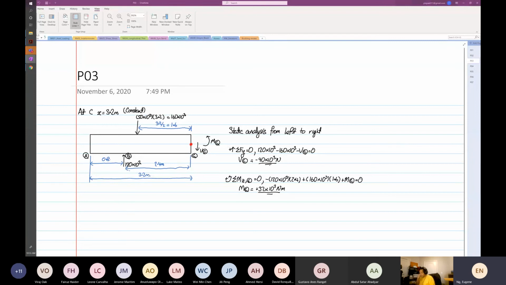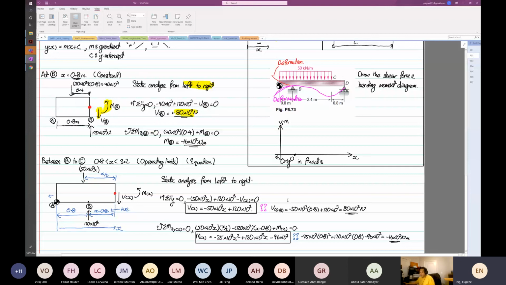You can see how it looks now. Now, if I come back to this equation over here, if we go back to our previous page, you can try, if you now put x equal to 3.2, what will we get? I'm just going to do the shear force. So if I put V at x equal to 3.2, so minus 50 times 3.2, plus 120, times 10 to the power 3. So minus 50 times 10 to the power 3 times 3.2, plus 120 times 10 to the power 3 is equal to minus 40 times 10 to the power 3 Newton.